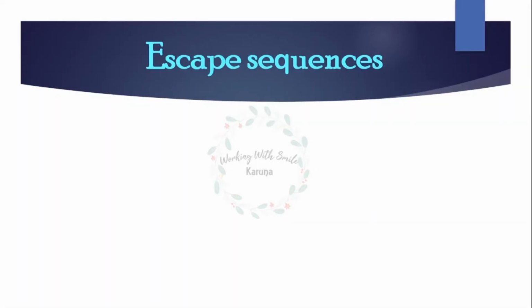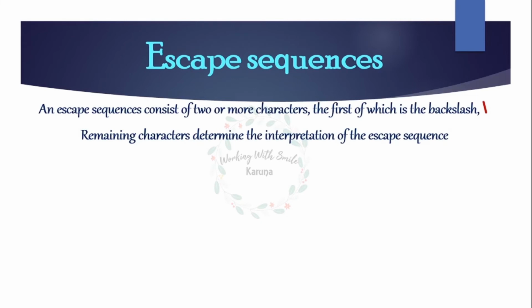Now that you have understood how to use the print function to print values of variables, or to just display simple text on the screen, let's learn about escape sequences. These are sequences of characters which are used to format the output. Every escape sequence is a combination of two or more characters where the first character is a backslash symbol, and the following characters determine the purpose of the escape sequence. Now let's see what all escape sequences are available in Python programming.